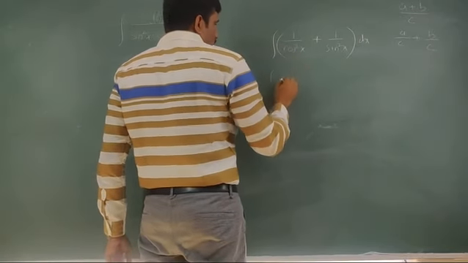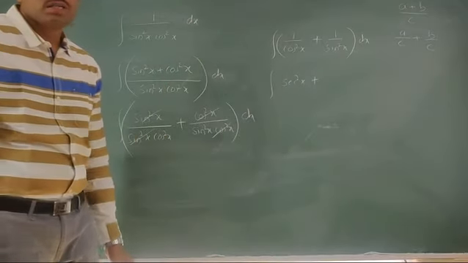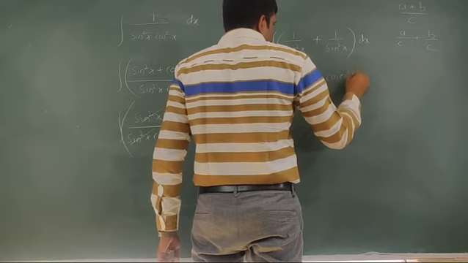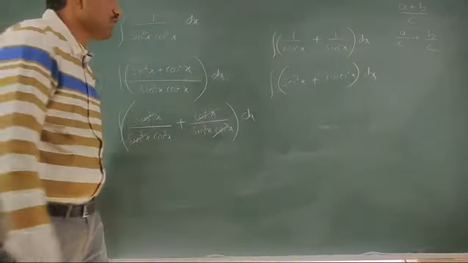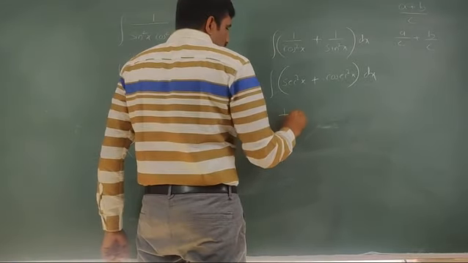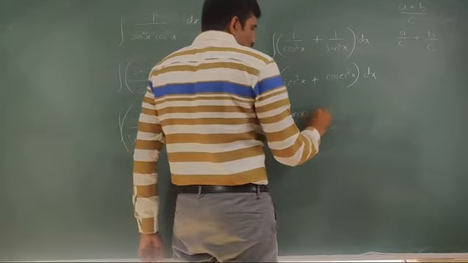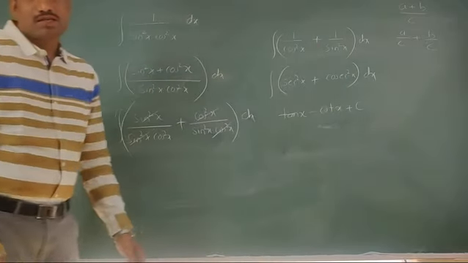Integration of, what is 1 by cos square x? 1 by cos square x is sec square x. 1 divided by sin square is cosec square x. Is it clear? Right? So what is the integration of sec square x? Integration of sec square x is tan x. Integration of cosec square x is minus cot x. Yes. Is it clear, friends?